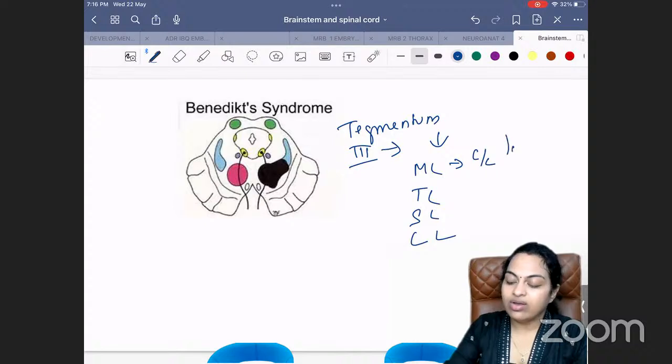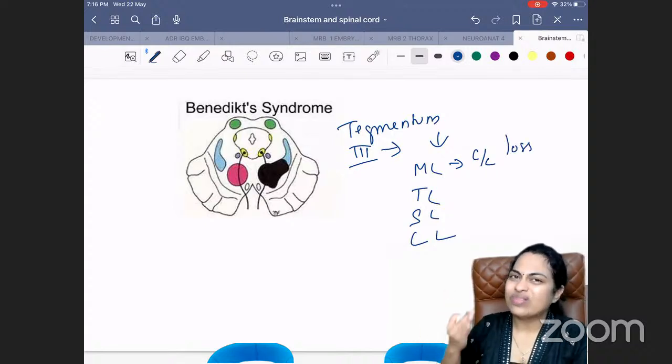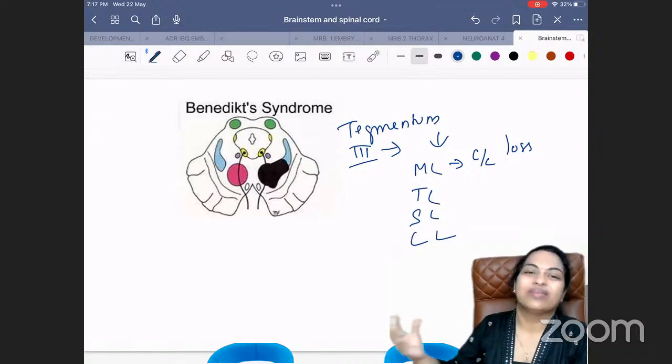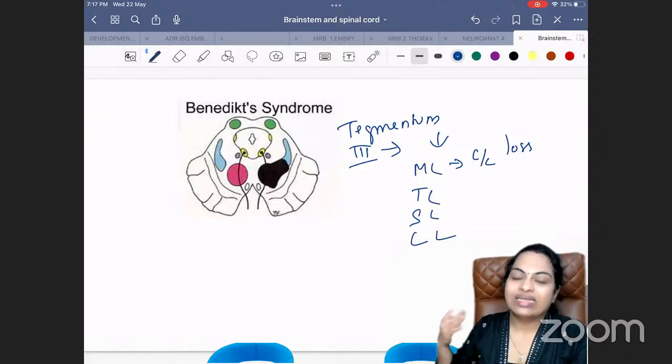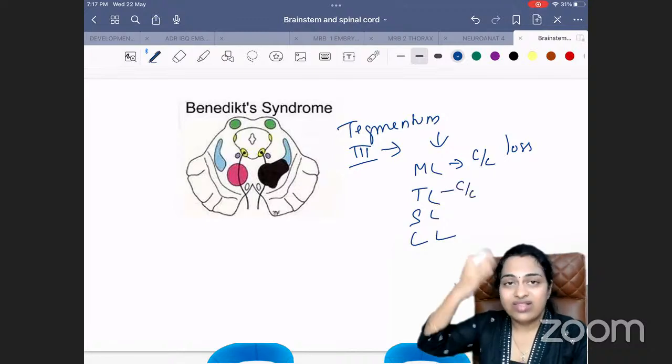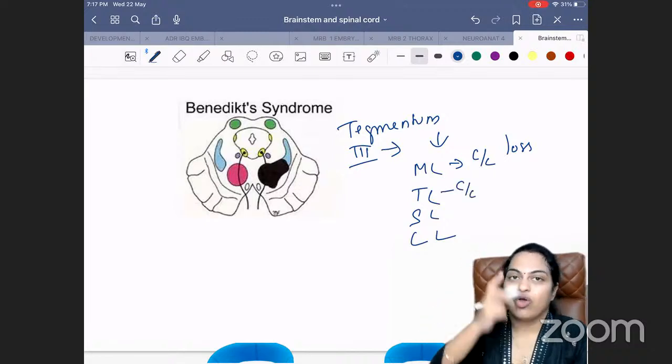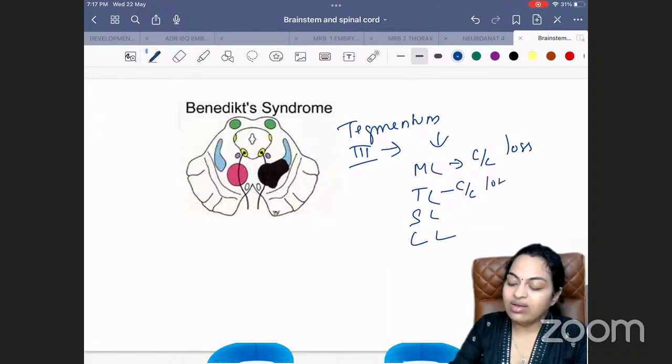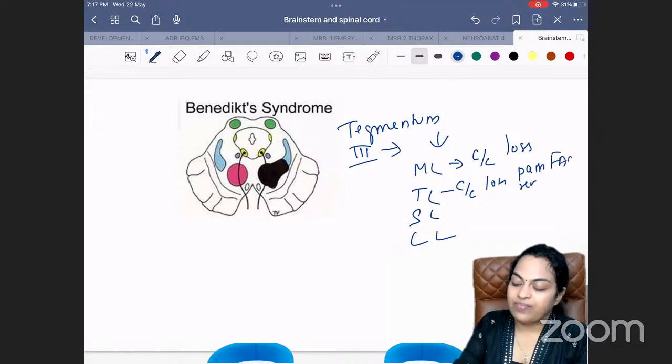So contralateral loss of proprioception, vibration, stereognosis, two-point discrimination, discriminative touch. As I keep telling you, only then will you memorize it, okay? Trigeminal lemniscus again, sensation from the face but cross fibers. So contralateral loss of pain and temperature from the face.